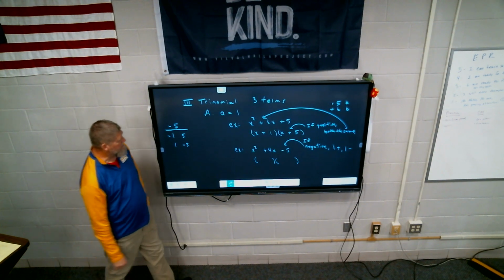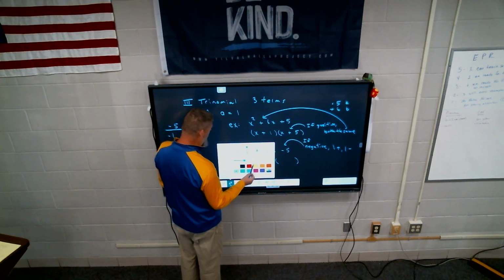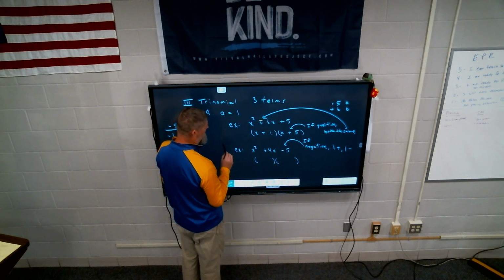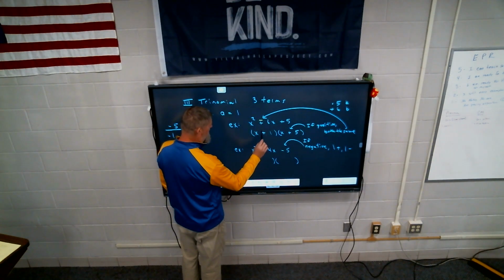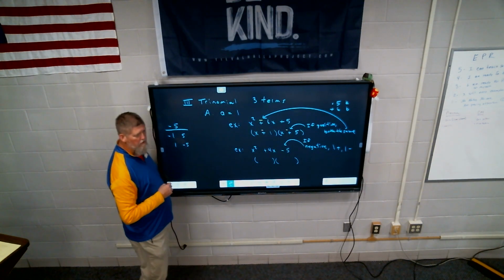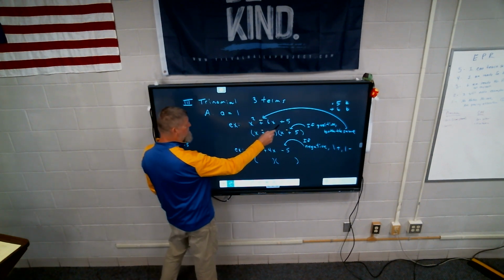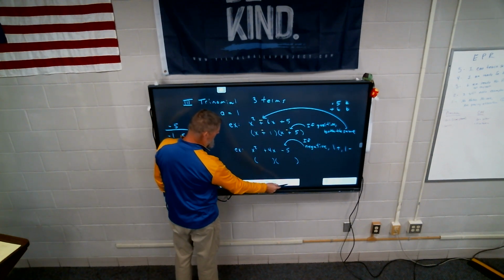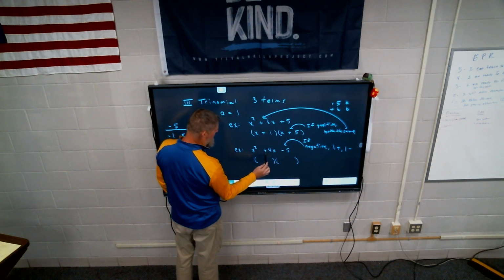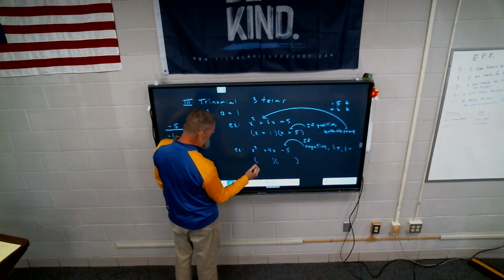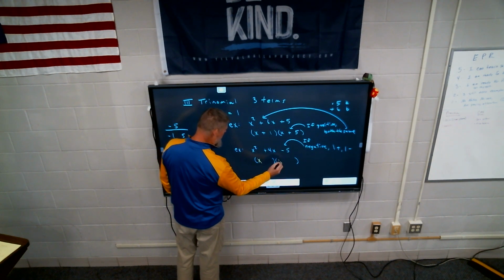Because just hypothetically speaking, if this had been x squared minus 6x plus 5, it's still the same answer. These are just both negative. This tells you that they're both the same. This tells you what they are. So in this case, since we have a negative here, I know I'm going to have 1 positive, 1 negative. So I'm going to have x and x. I know I'm going to have 5 and 1.